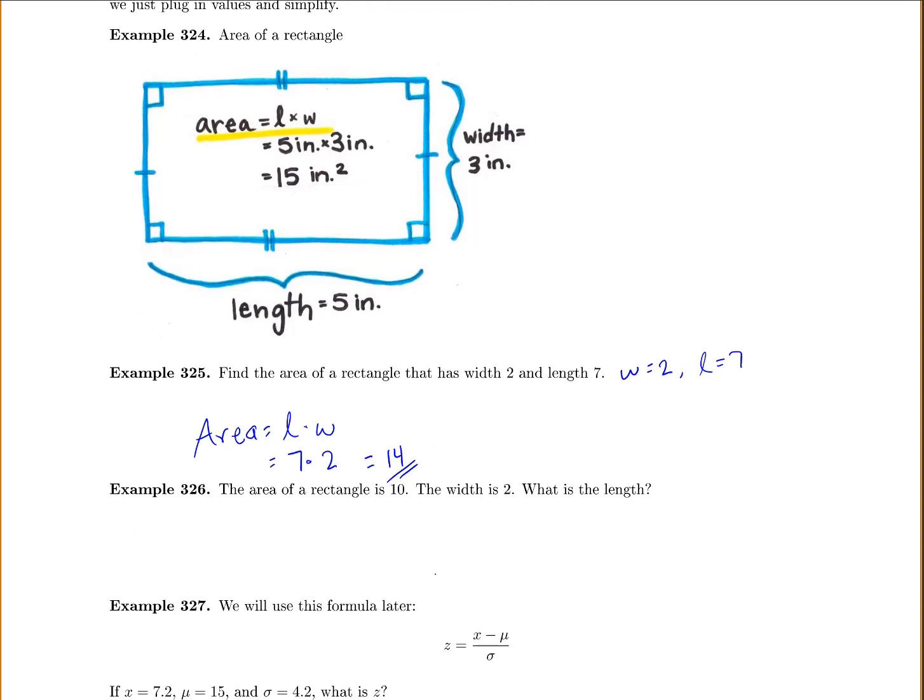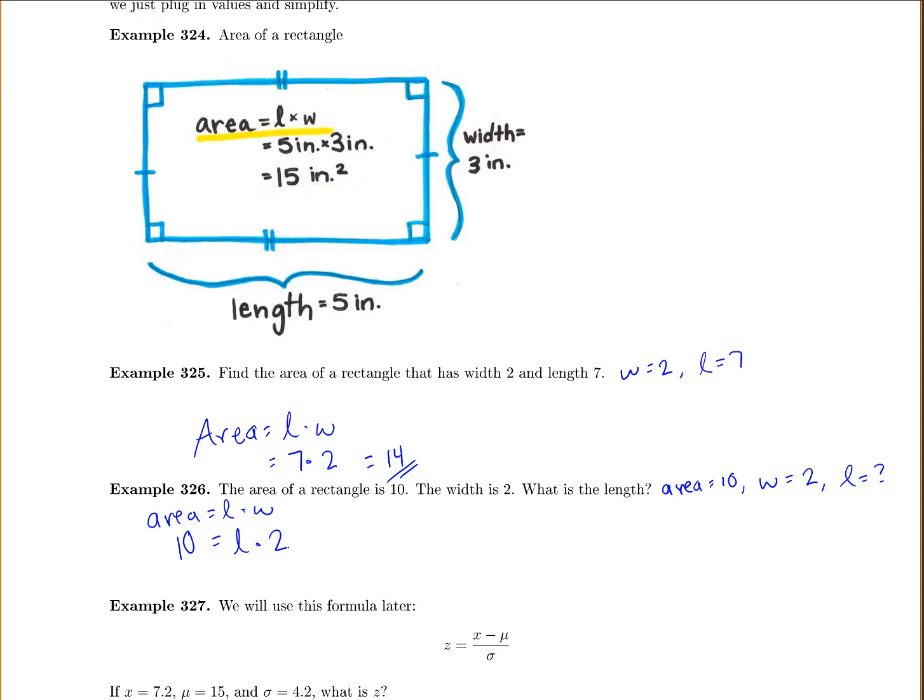In my next example, the area of a rectangle is 10. So area equals 10. The width equals 2. And we want to find the length. So I don't know what the length is. So let's set this up. So area equals length times width. So the area equals 10. So I'm going to plug in 10 for the area. Length, we don't know what the length is. And width is 2. So notice this one was a little bit different.